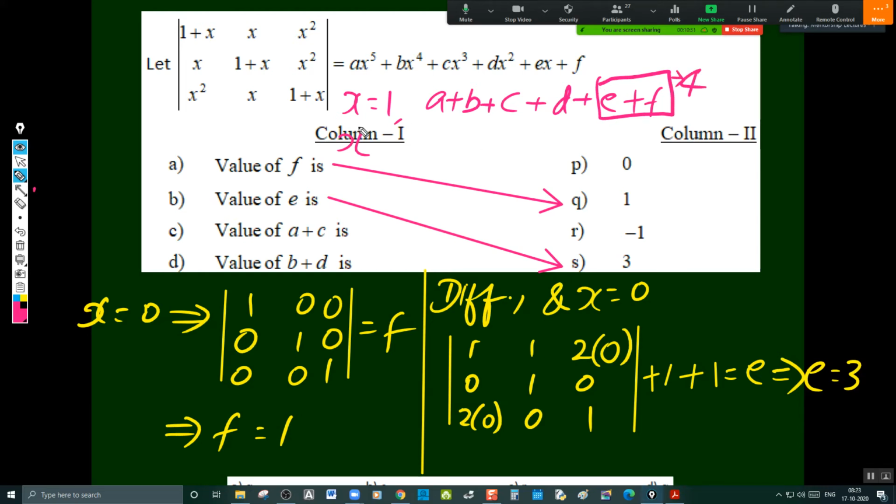Okay. Now put x equal to minus 1. Then what do you get? Minus A plus B minus C plus D, of course, plus E plus F. What I'm saying is, if you add this, you will get B plus D. If you subtract this, you'll get A plus C. Are you there, everyone? Yes, sir.